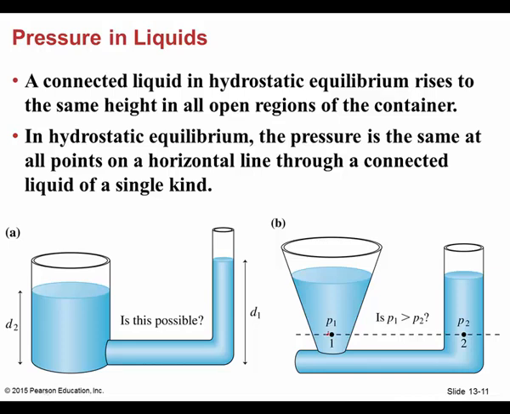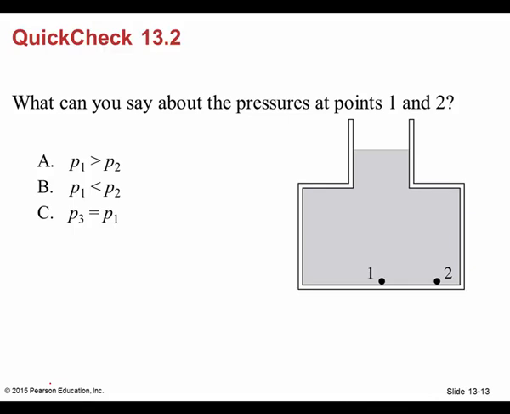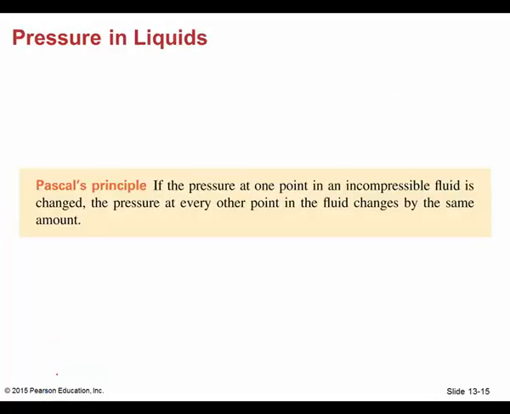So in other words, the pressure here and the pressure here is the same. The pressure across here is the same. The pressure across there is the same, okay? So basically, that is someone's law, and we'll get to it in a second. So the iceberg floats in shallow sea. What must you say about the pressures at points 1 and 2? They are the same because they're in hydrostatic equilibrium, okay? What about here, 1 and 2? Well, guess what? They are the same because they are in hydrostatic equilibrium.